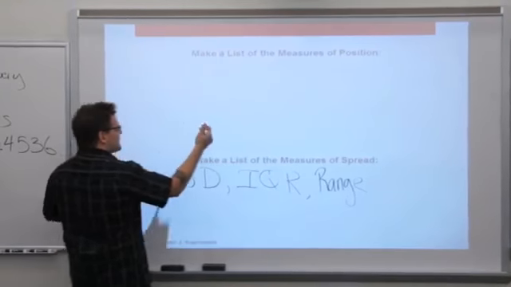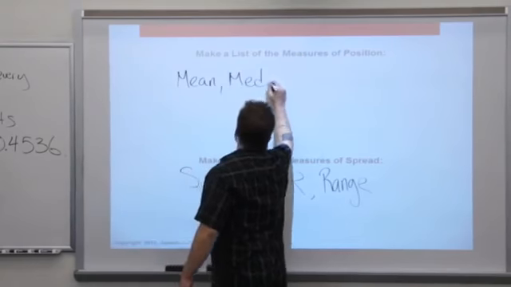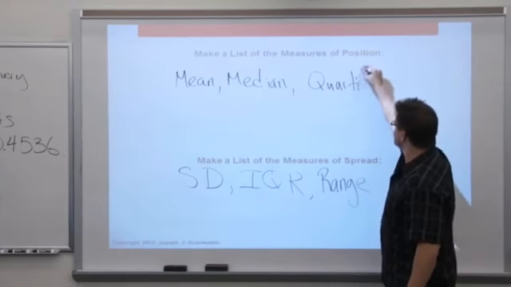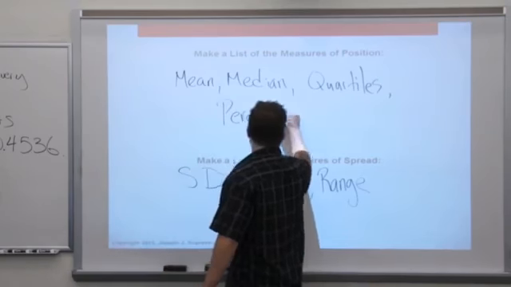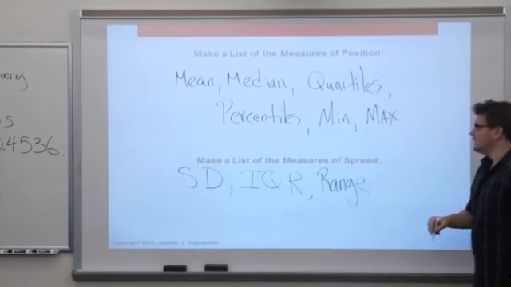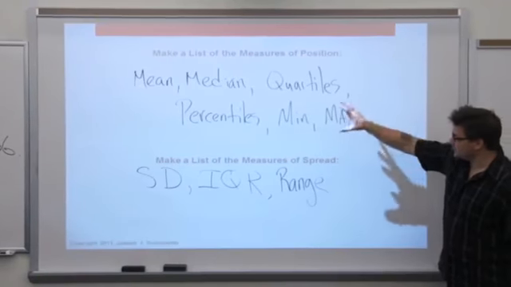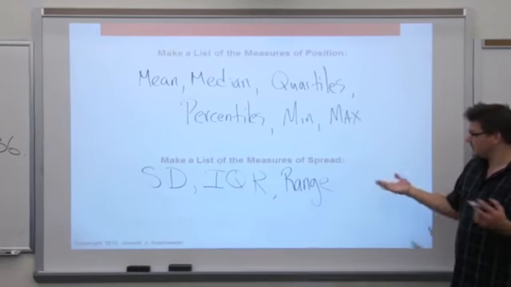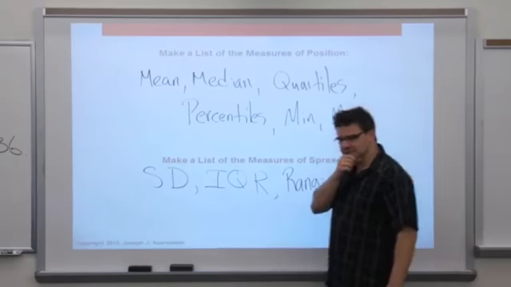Okay? Measures of position, essentially everything else. Mean and median. All the quartiles, all the percentiles. Minimum, maximum. And for all purposes, this is basically what we study in this course. Okay, these are measures of position, these are measures of spread. Make sure we can classify our statistics so that if we multiply or add, subtract or divide, we'll know what to do with the statistics.